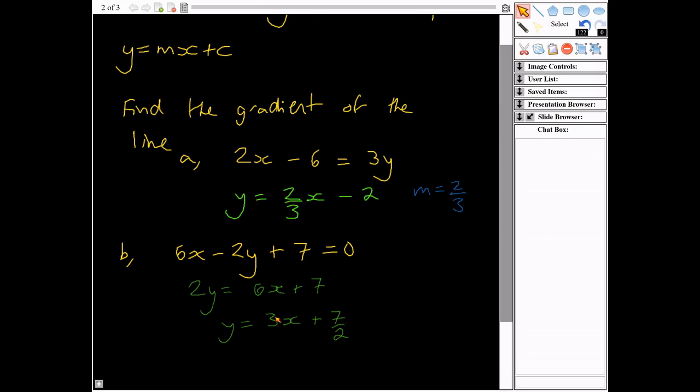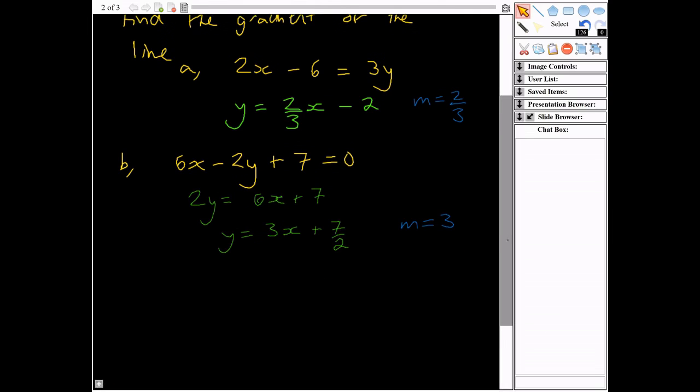But what I'm interested in here is the gradient. So the gradient here is this number in front of the x again. So the gradient would be m is equal to 3. So in this case here, the gradient is 3, and in this case here, the gradient is 2/3. So in both cases, I've found the gradient of the line.